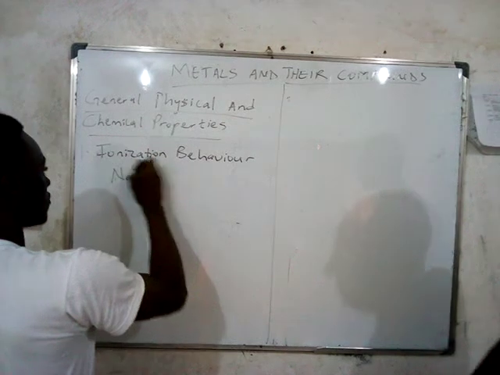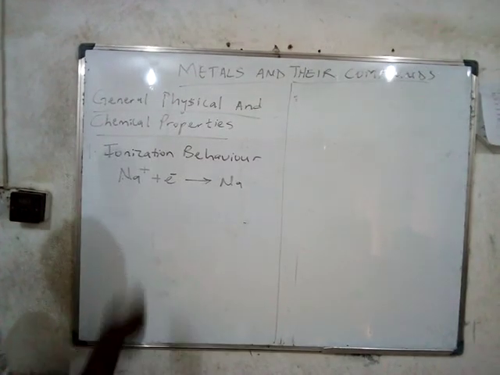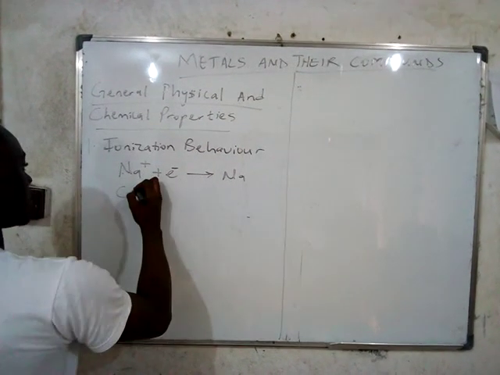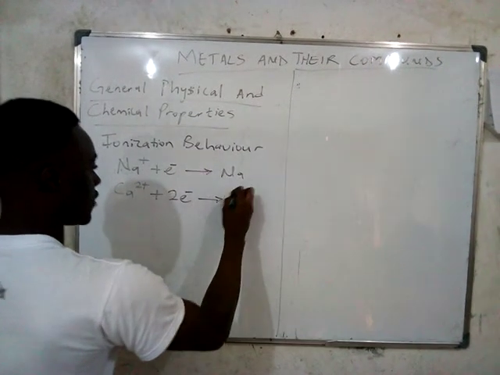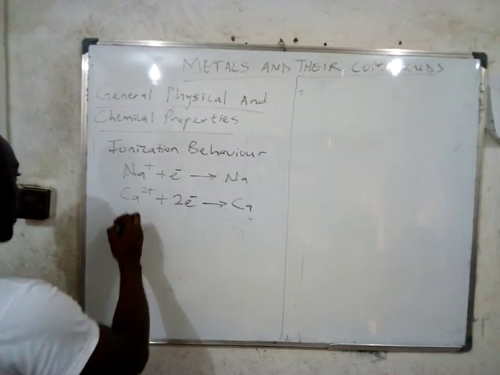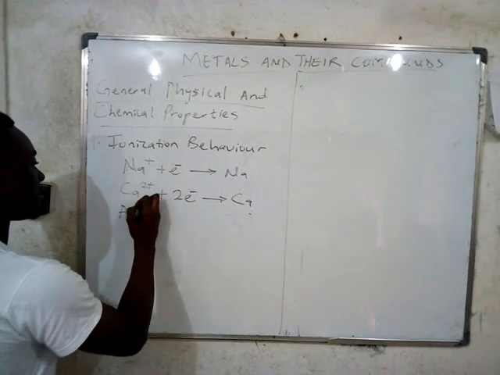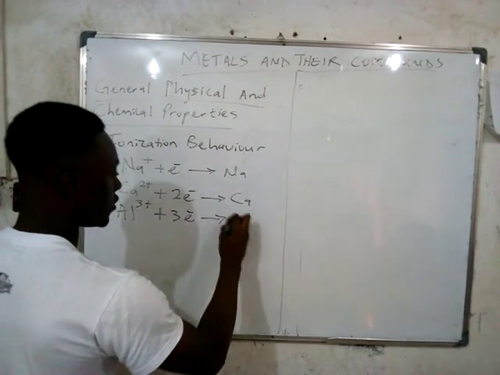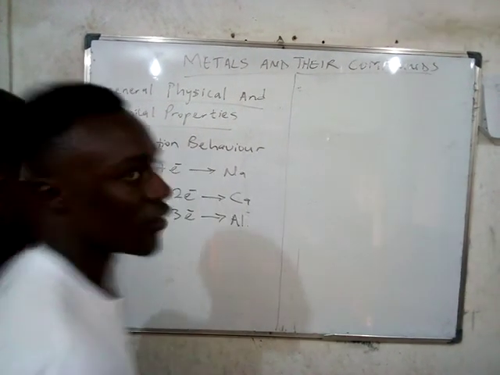Taking for example sodium, it is going to lose one electron in order to ionize to become sodium metal, which is the element. Another example would be calcium, which will ionize by losing 2 electrons to give calcium metal. Another example is aluminium, which will ionize by losing 3 electrons to give the aluminium metal. So that explains the ionization behavior of metals.